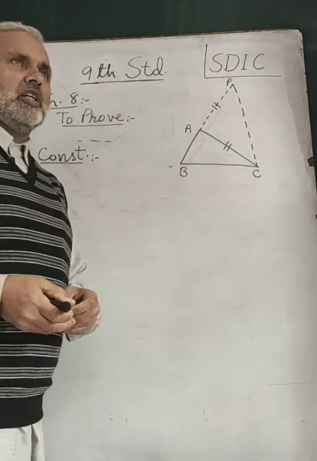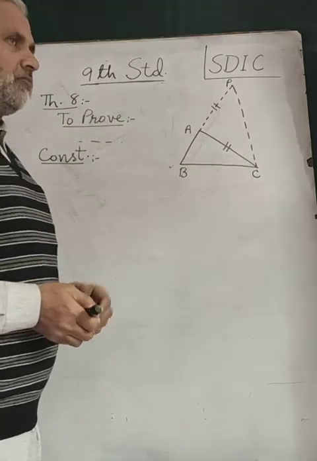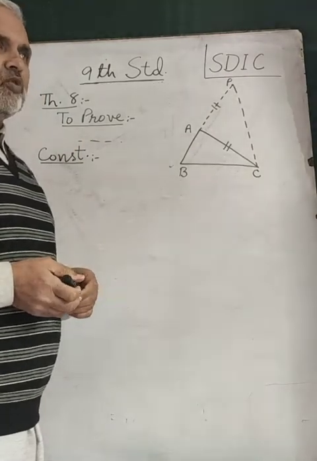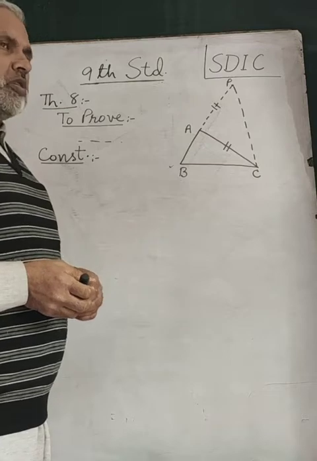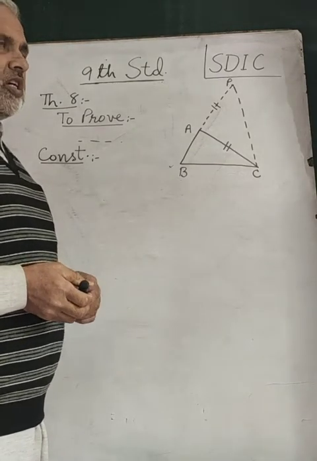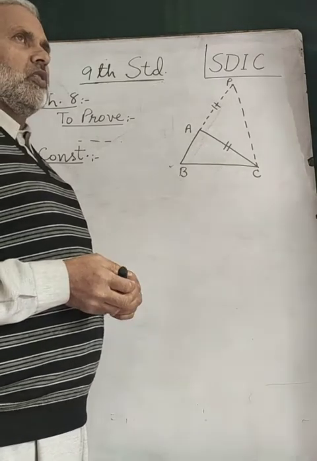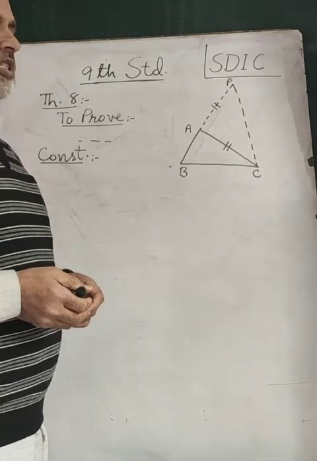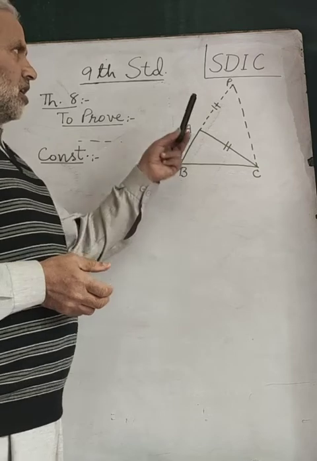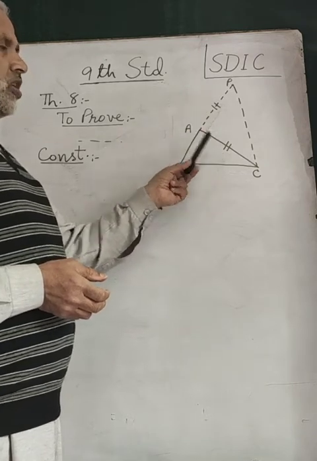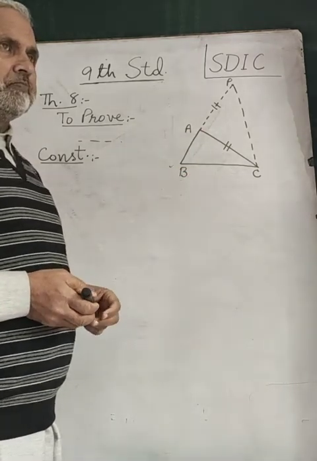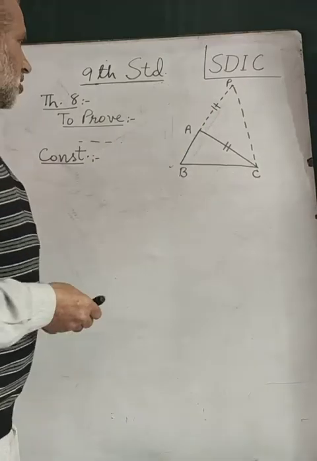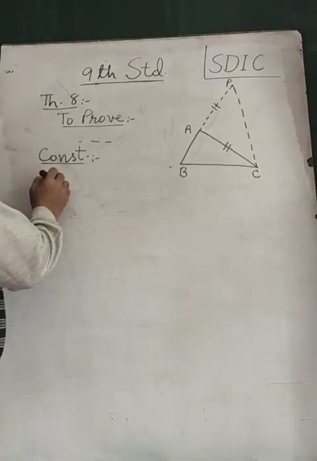So you write the construction in your copies. I will dictate, you write. Produce the side BA to the point P such that AP is equal to AC. And join P to C. This is the construction. Now the proof of this.